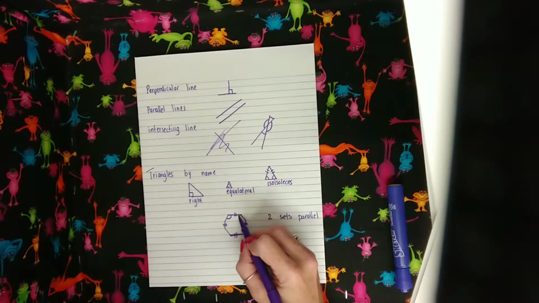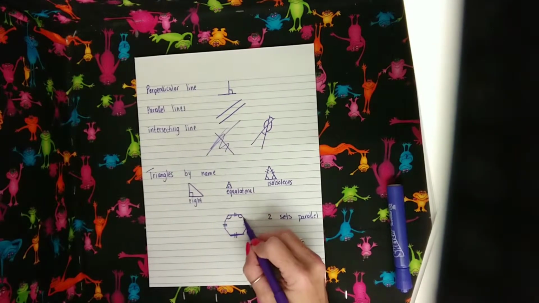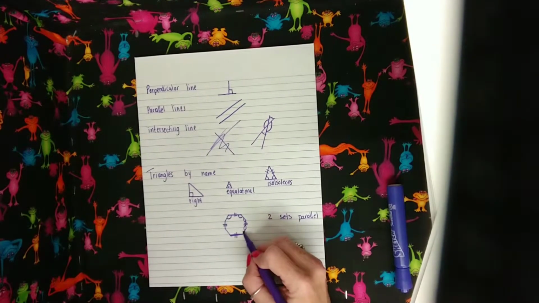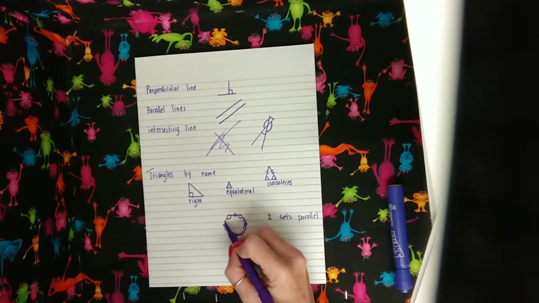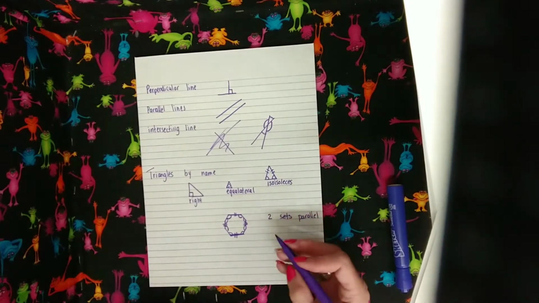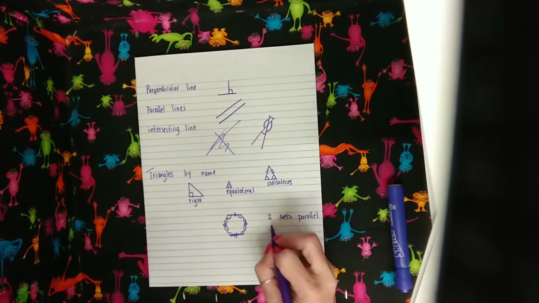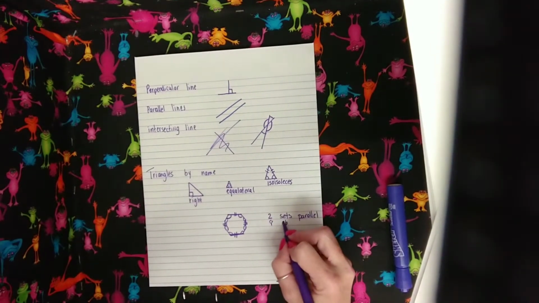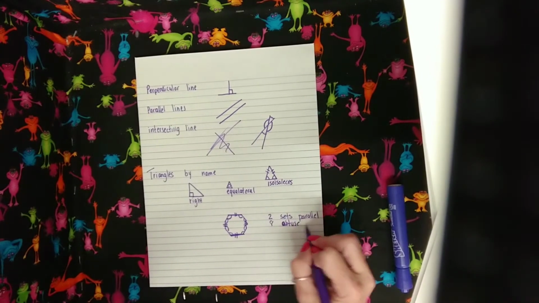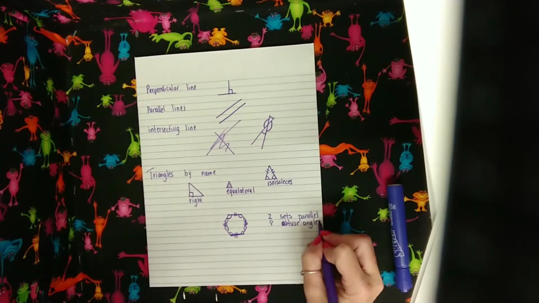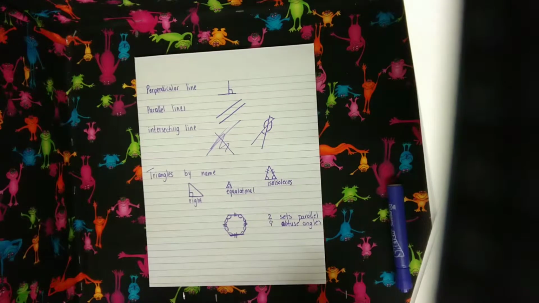This is obtuse, this is obtuse, and so on. All my angles within this shape are obtuse. So I have 1, 2, 3, 4, 5, 6, 7, 8 obtuse angles. So they have to be able to look at shapes and determine the angle types.